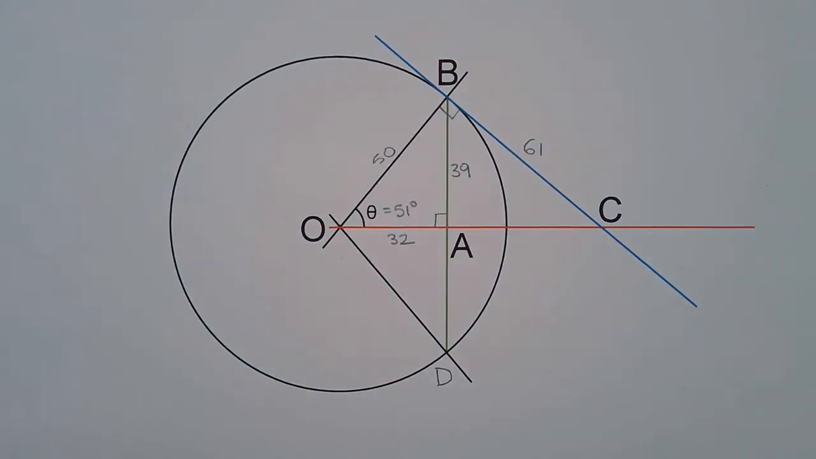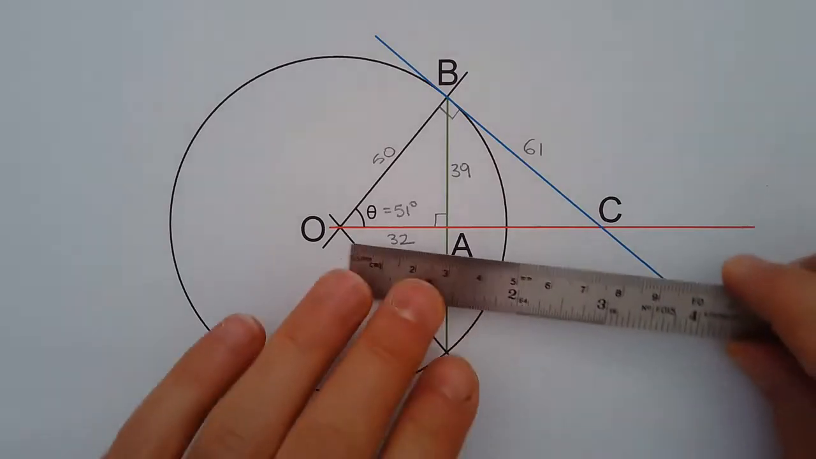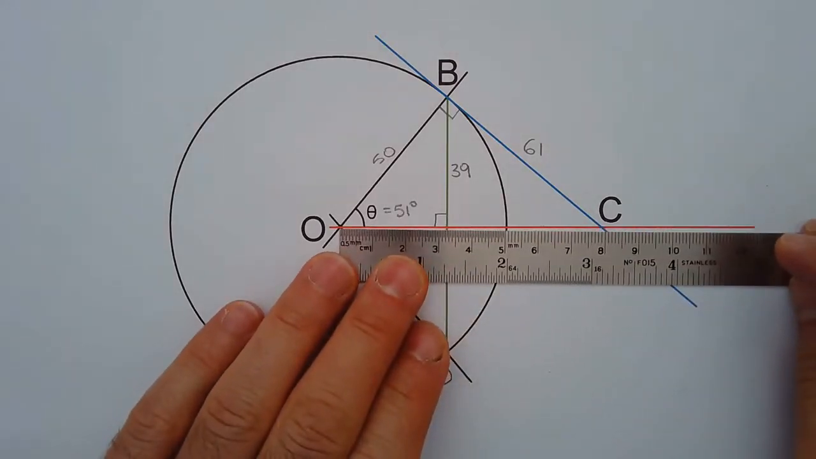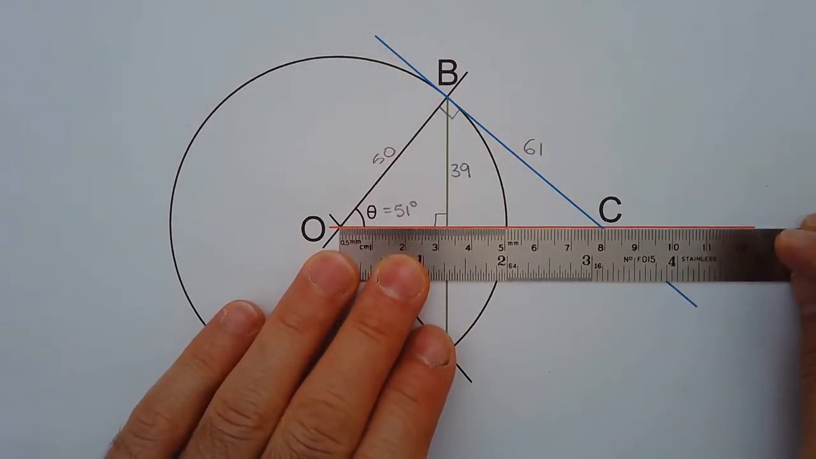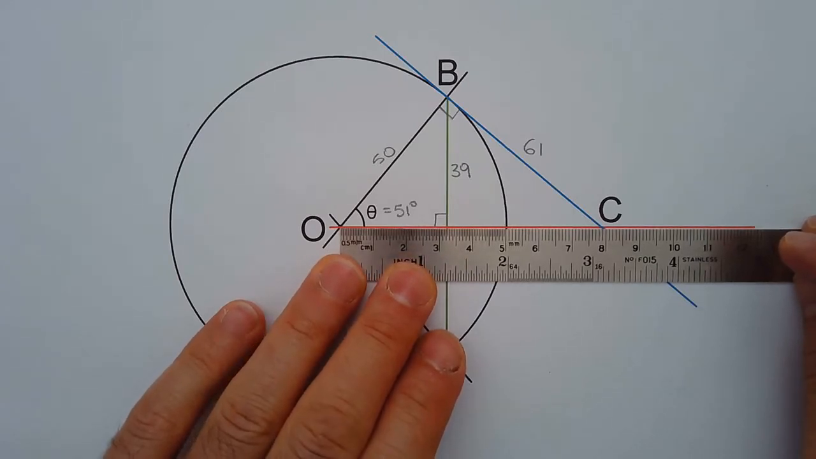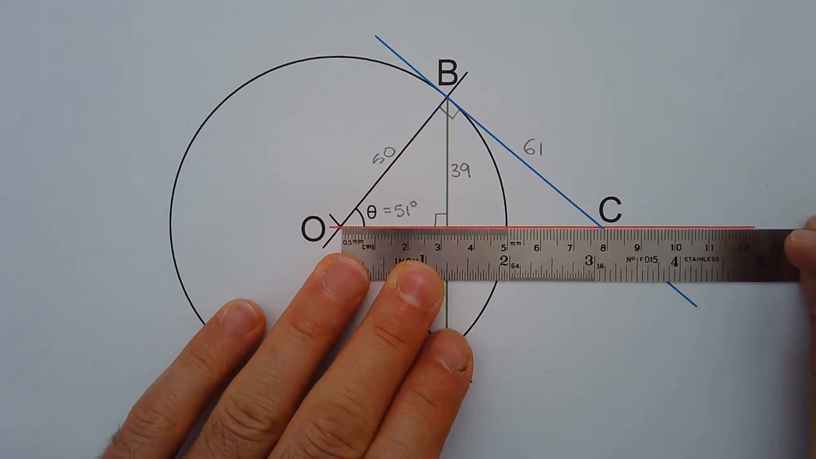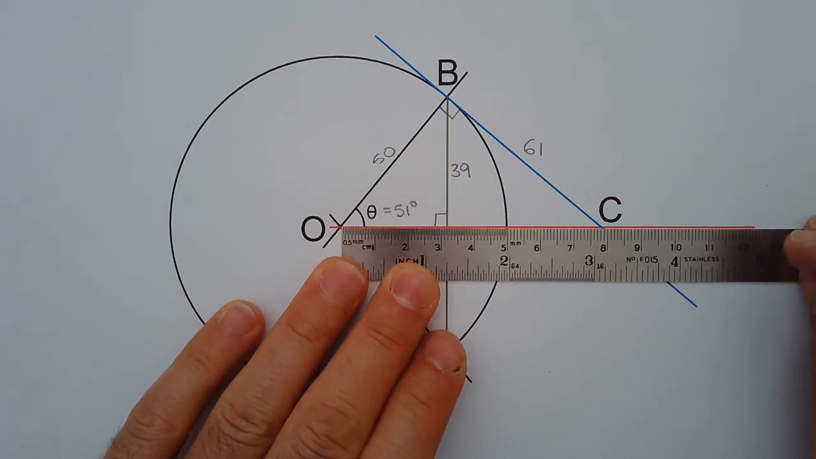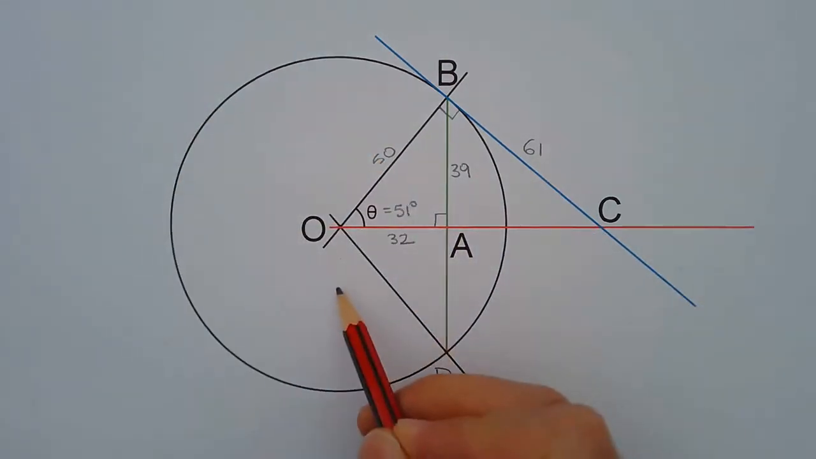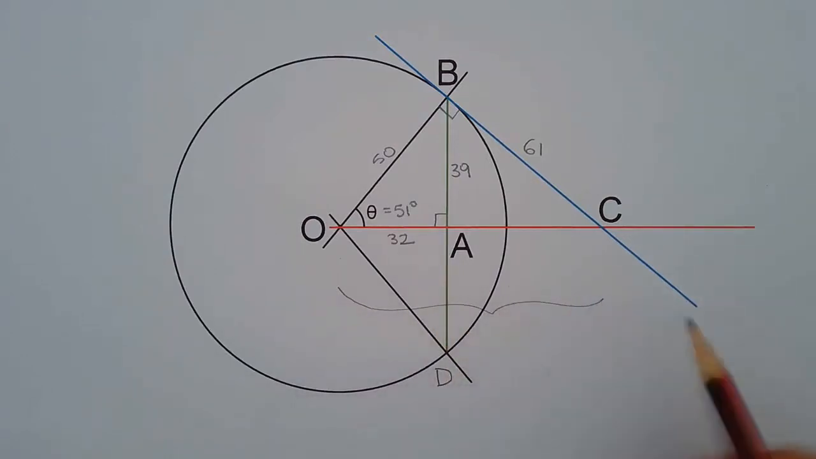One other measurement that I'm going to measure is OC, in fact. And OC is around the 70, probably closer to 78 millimeters. So this is OC. So that's 78 millimeters.